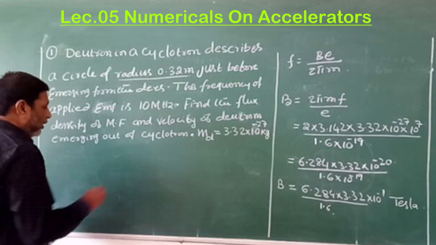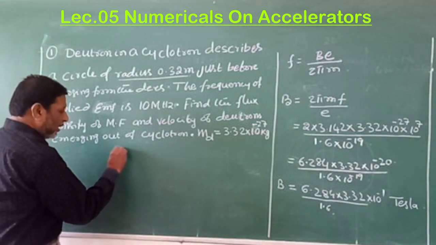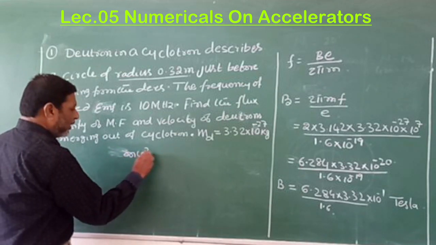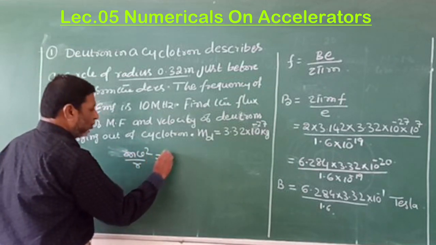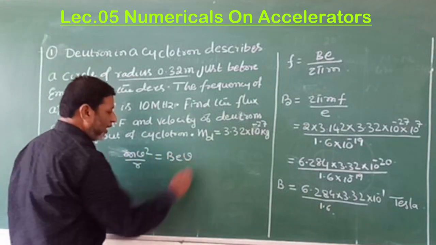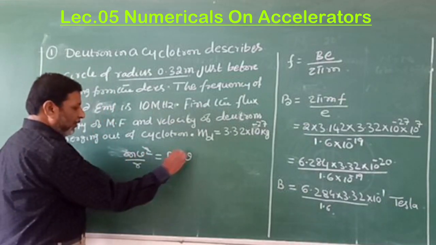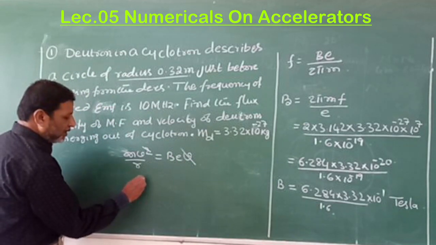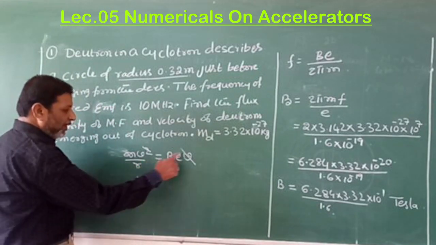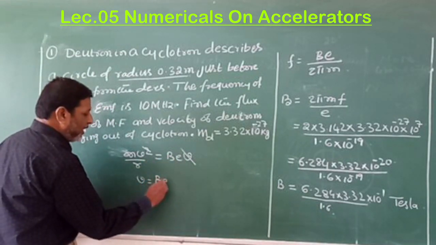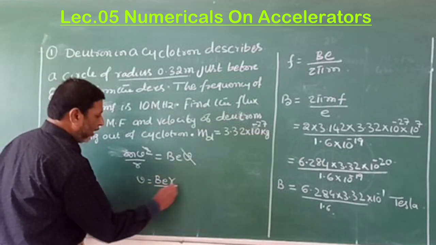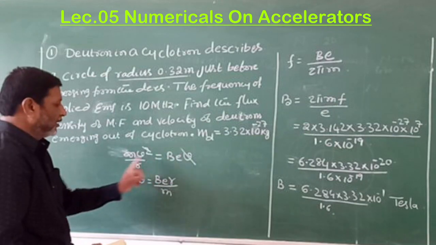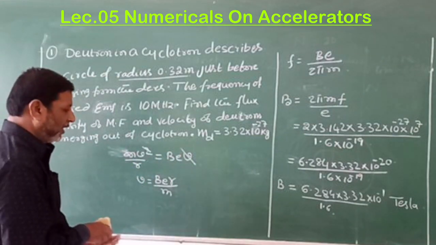Now, yes, you know that I have asked you to remember this formula, mv square divided by r is equal to BeV. Now, this will get cancelled. Then, from this equation, the velocity is equal to BeR divided by m, isn't it? You take it here and bring this here, you will get the velocity.